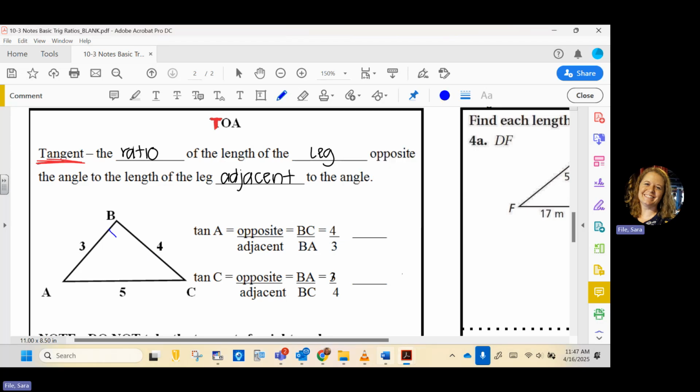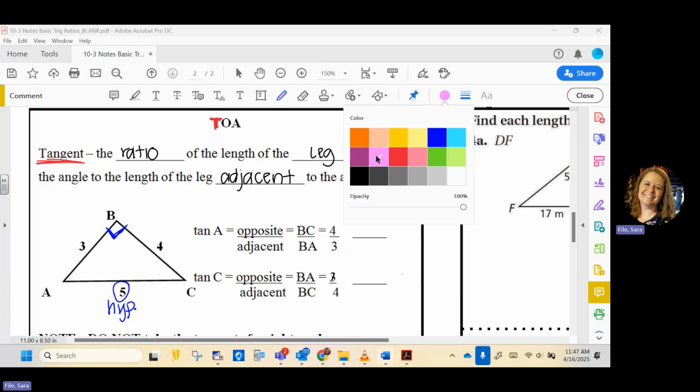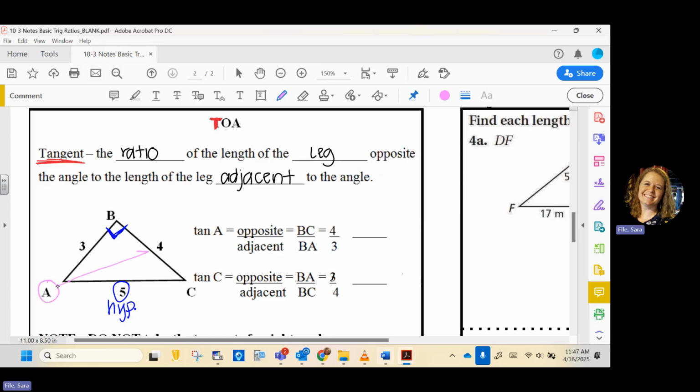So same first triangle, B is the 90-degree angle. So this is the hypotenuse. We're not going to use hypotenuse. 5 is not going to be part of any of these ratios because hypotenuse is not part of the tangent ratio. It is opposite over adjacent, hence TOA. Tangent is O over A. So we have to decide from angle A, this is opposite, this is adjacent. So that would be 4/3. So from angle A, we get 4 over 3.